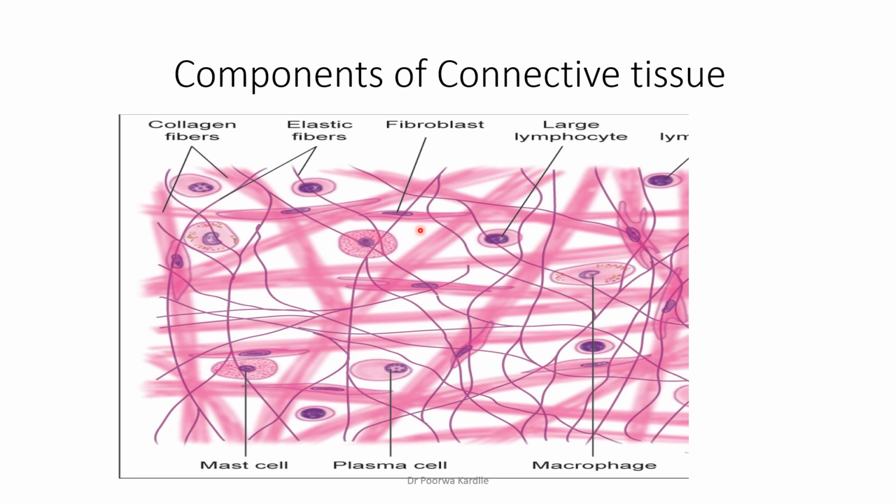Whereas the ground substance, it is pale stained. Thus all the three components of connective tissue, cells, then the fibers and the ground substance can be seen here. Now these cells are the fibroblast cells.